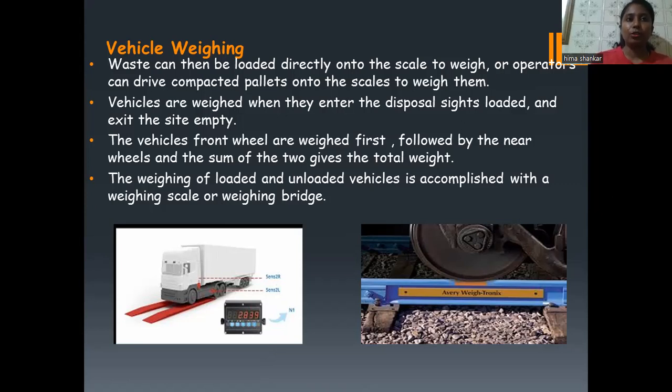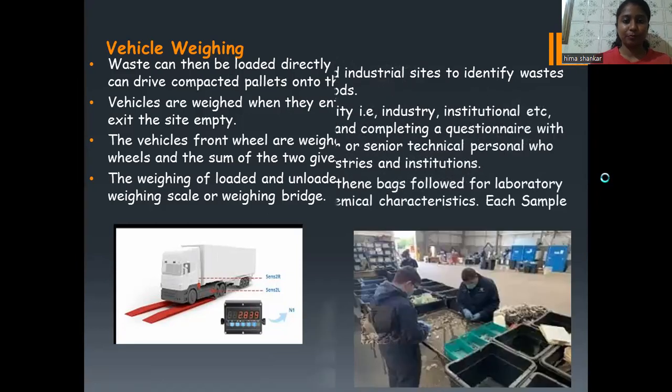The vehicle is also weighed after the disposal of the waste in the field, in order to know the weight of the waste. The waste is unloaded, and the unloaded vehicle is weighed with weighing scales or weighing bridges.